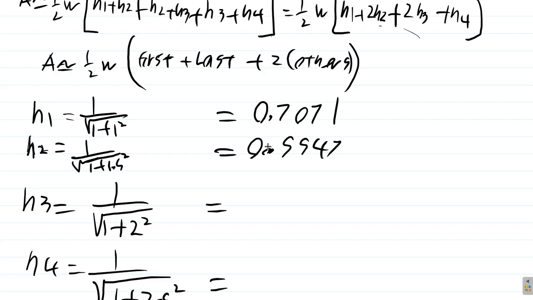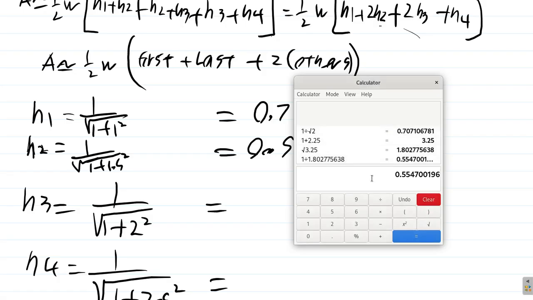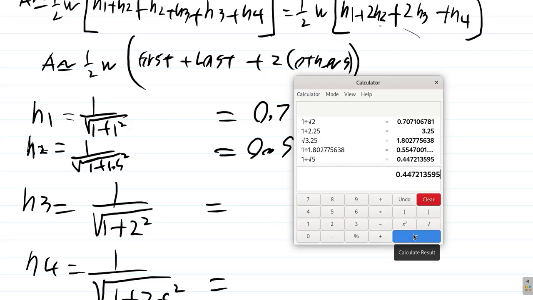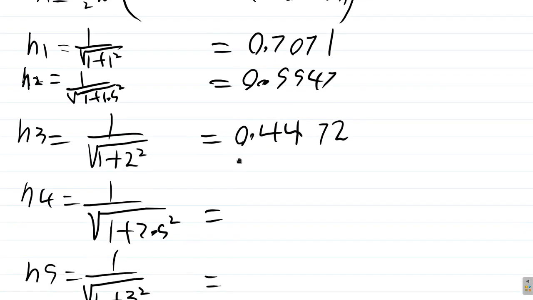After that, for H3, this one shouldn't be so bad. We have 2 2's 4, 4 and 1 is 5. So it's 1 over the square root of 5. And we get 0.4472. Alright.